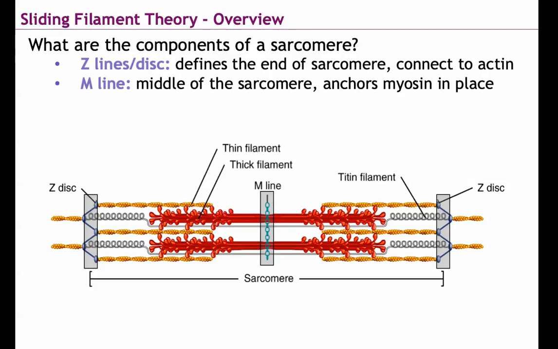So the M-line does not move. It does not change in length when we contract a muscle. The M-line stays the same, doesn't move places, but the Z-lines do. The Z-lines are going to be pulled toward the M-line as actin is pulled toward the M-line.